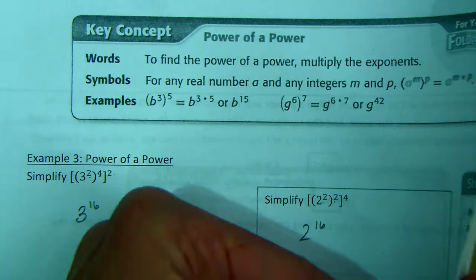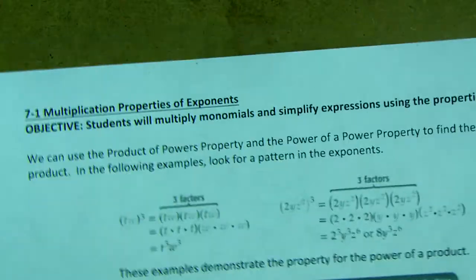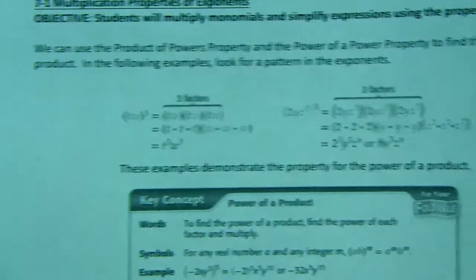Moving on to the second page in your packet. Your packet should be pink. This one is white so that you can see it nice and easy.